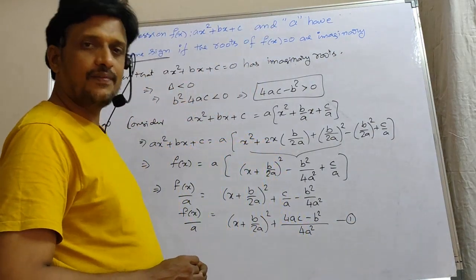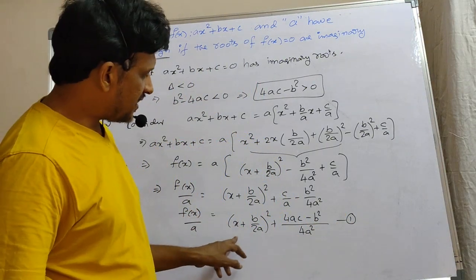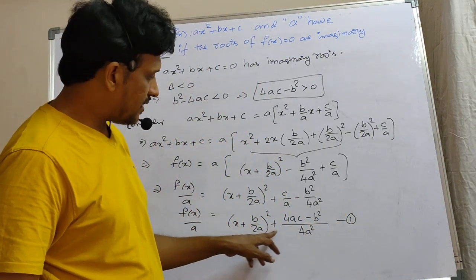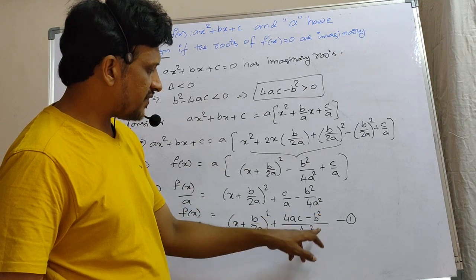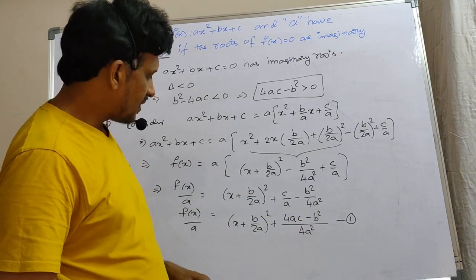And now just observe the given one. So the given f(x)/a can be written as (x + b/2a)² plus (4ac − b²)/4a². We got the result. And now observe one thing.